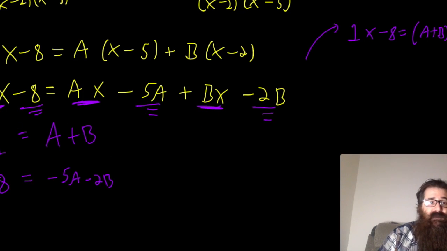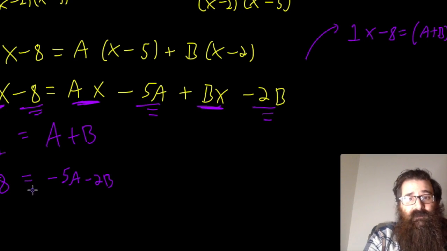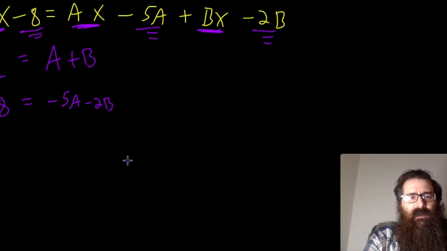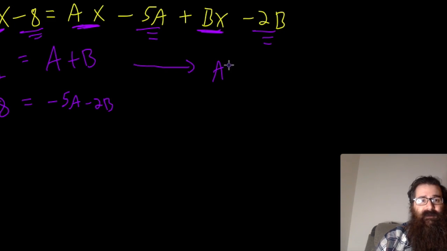And this gives me a system of equations. I have two equations, two unknowns, and I want to solve this. If you haven't solved systems of equations before, I think the easiest way to jump into it is working with a substitution method. So I'm going to go to the first equation, and I'm going to solve it for a. That means a is equal to 1 minus b. And I'm going to plug this into the other equation.